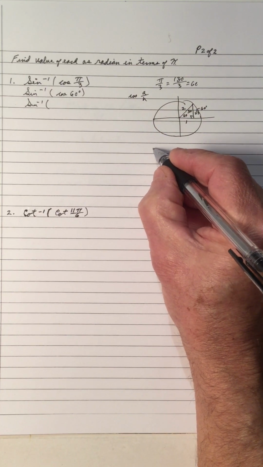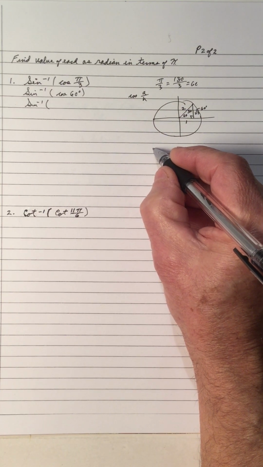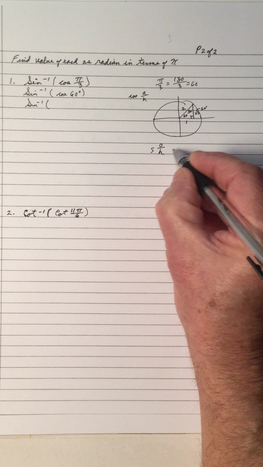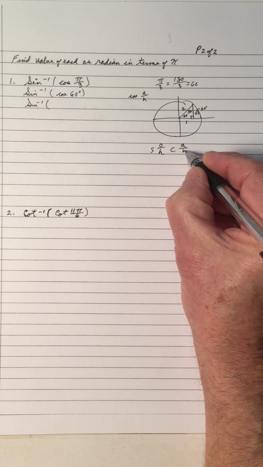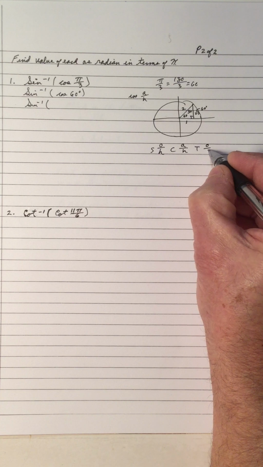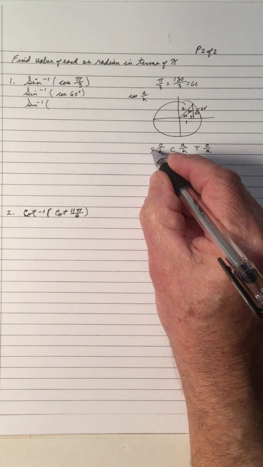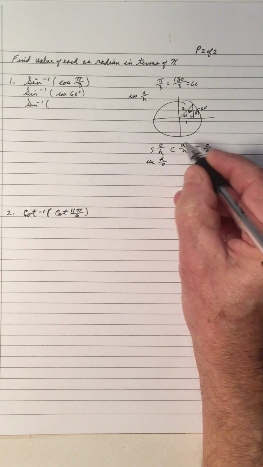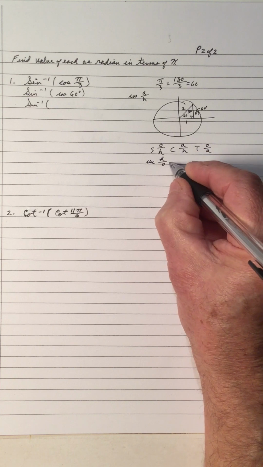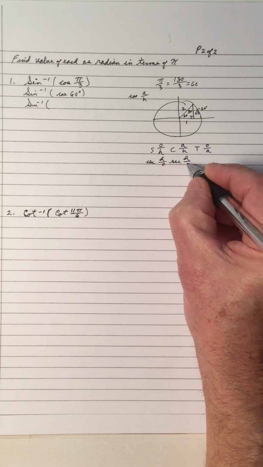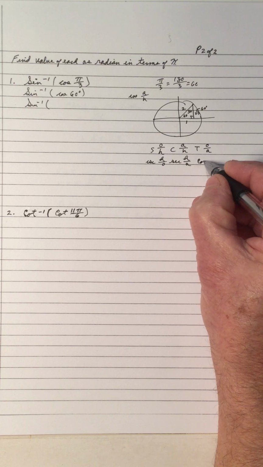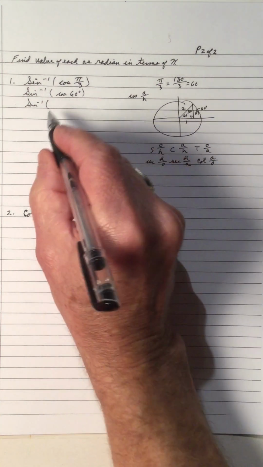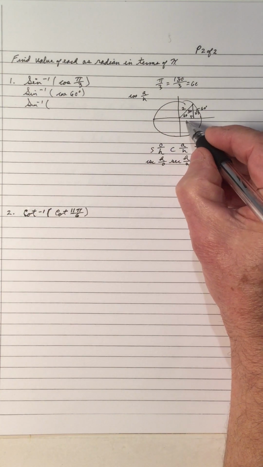Remember, we learned those trig ratios. SOHCAHTOA: sine is opposite over hypotenuse, cos is adjacent over hypotenuse, and tan is opposite over adjacent. Cosecant is the reciprocal of sine, so it's hypotenuse over opposite. Secant is the reciprocal of cos, so it's hypotenuse over adjacent. Cot is the reciprocal of tan, so it's adjacent over opposite. Anyway, we have cos to be 1/2.